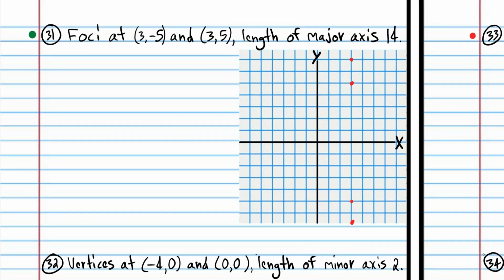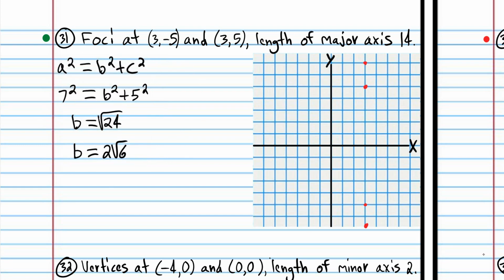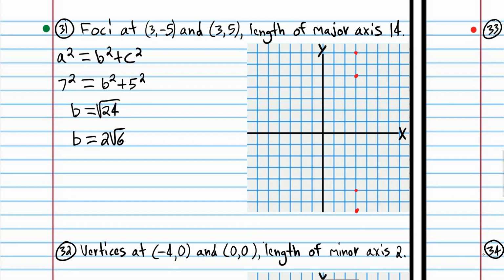So we can use our equation, a squared is equal to b squared plus c squared. That's just an equation we need to remember. a is going to be 7. That's always the distance from the center to each vertex. b we don't know, but c is the distance from the center to the foci. So that's 1, 2, 3, 4, 5. So b squared, if we solve that, is 49 minus 25, which is 24. Square root of 24, that is. So b is equal to 2 root 6. So now that we have b, we can draw the rest of the ellipse.